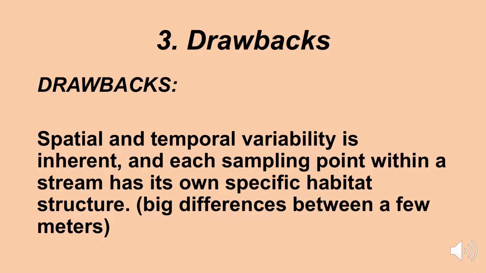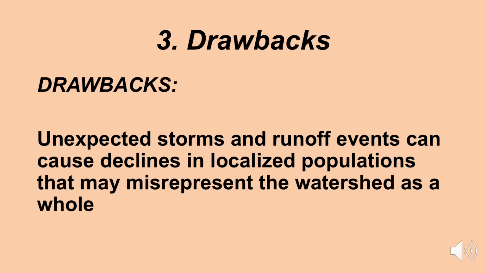We just can't take one sample in a spot in a stream. We have to take multiple samples and average those samples to get a good indication of the biological integrity and thus the water quality in the stream. So when we sample, we have to account for that variability. And then the second major drawback is that if we have unexpected storms or major runoff events, they can cause declines in localized populations that may not represent the watershed as a whole.